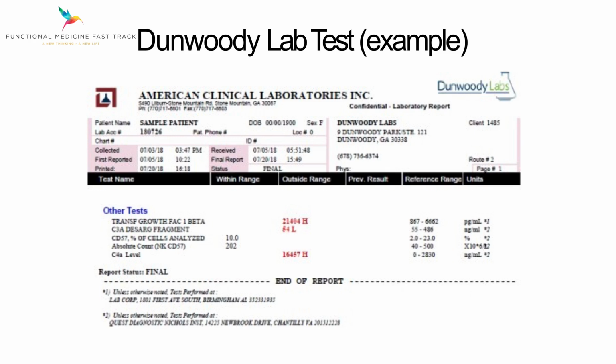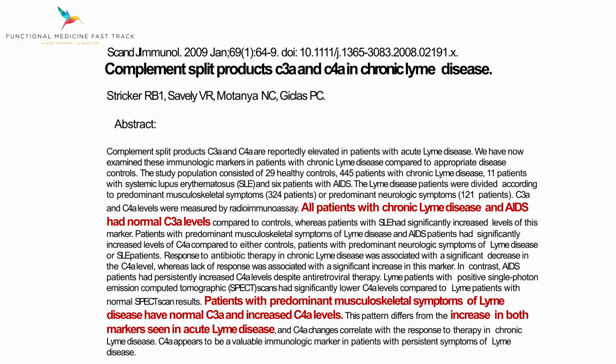So this is an example from Dunwoody Labs, where we're able to use an algorithm from those four and help us understand, is this more of an early Lyme disease, a chronic Lyme disease, or is it mold? And it all depends on how these things come up. What it's really shown us here is all patients with chronic Lyme disease and with HIV had normal C3A levels. So that's on the chronic side.